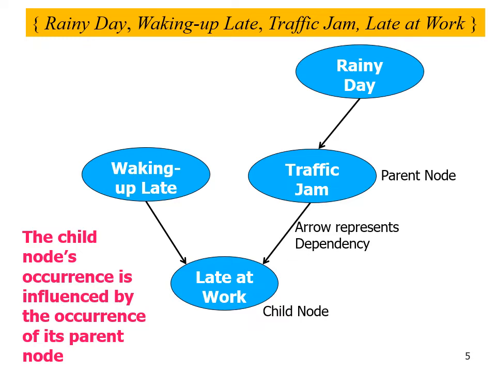So overall, now we have 4 events or variables: rainy day, waking up late, traffic jam and late at work. And this network represents how these events have some kind of relations between them. So rainy day may influence traffic jam, and traffic jam may in turn influence late at work.